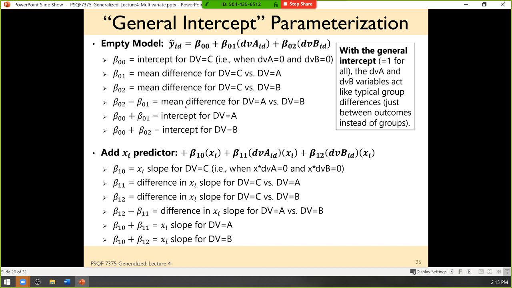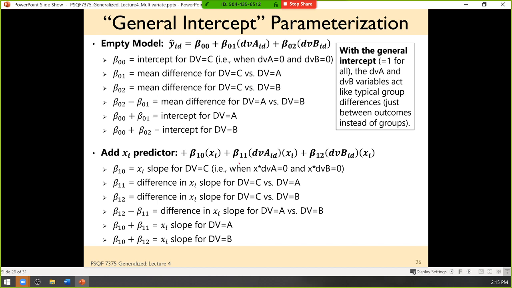Then you can get the differences between the non-reference groups, or dv's in this case, as the difference between the slopes, and you can get what the intercept would be for each dv as a linear combination. So the model directly gives you what the intercept is for one of the dv's and how that intercept differs for each of the others.